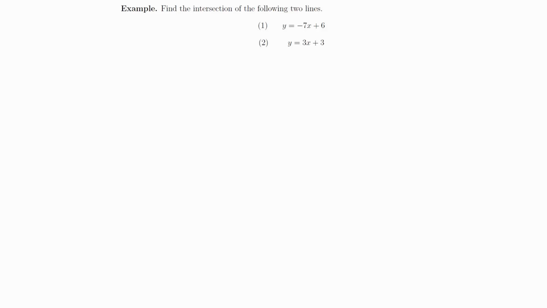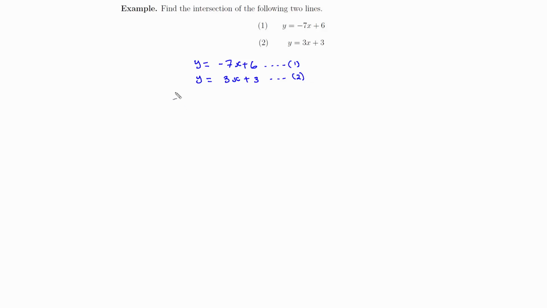Now, to find the point of intersection of these two lines, we will simply solve these two equations simultaneously. Our first equation is given by y = -7x + 6. Call that equation 1. And the second one is given by y = 3x + 3. We'll use the elimination method of solving simultaneous equations.